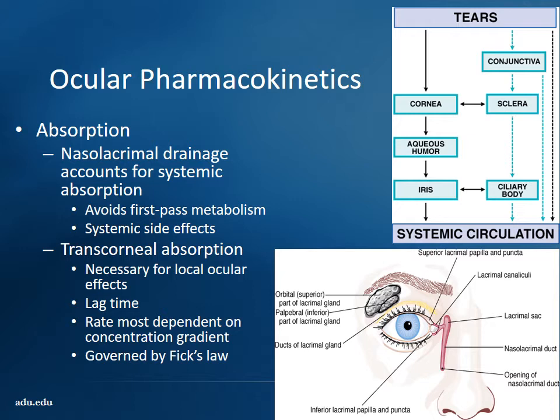And again, for a drug to usually be effective, you need to have this transcorneal absorption. So this lag time is going to be considered the amount of time it takes from a drug applied topically to actually have that penetration through the cornea to have its effect. Especially if it's trying to work intraocularly as opposed to just, say, in the conjunctiva. We'll see that the rate is going to be dependent on things like the concentration gradient, similar to what we talked about with dermal absorption, and it's governed by Fick's law.